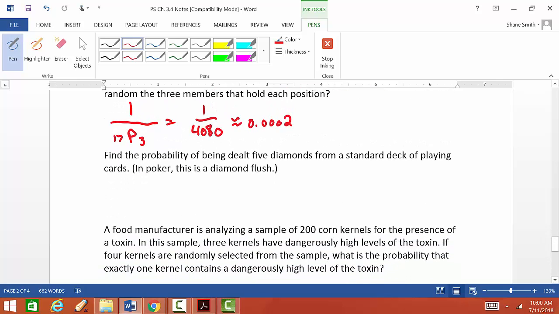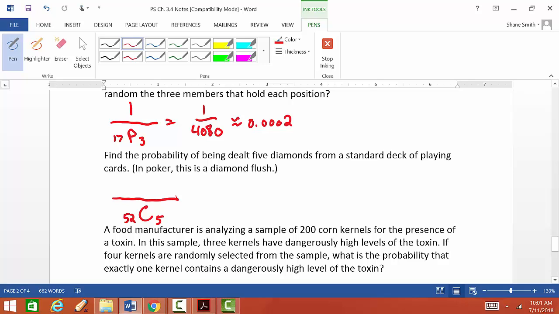Okay, the next one. Find the probability of being dealt 5 diamonds from a standard deck of playing cards. So again, always think of the denominator first. How many ways can I select 5 cards from a deck of cards? Well, remember, there's 52 cards in a deck, and since they're in my hand, the order doesn't matter. So this is a combination. Out of the 52 cards in a deck, I'm choosing 5 of them.